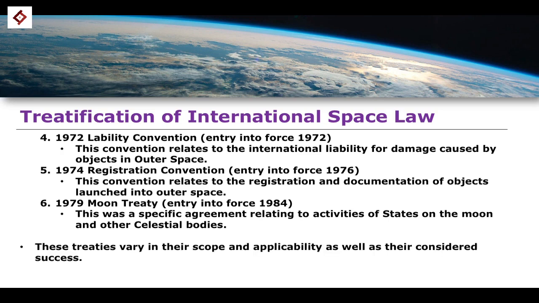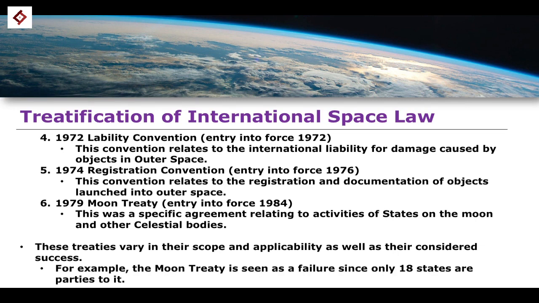Now, these treaties, as you can see, vary in their scope and applicability, and they're considered successes or failures as well. Each of these treaties has varying numbers of state parties, and it is quite interesting that as you go down the list from 1963 to 1979, there is a smaller and smaller number of state parties signing on to each of these treaties. So, for example, the Partial Test Ban Treaty has 126 state parties, the Outer Space Treaty has 111, the Rescue Agreement has 98, the Liability Convention has 96, the Registration Convention has 71, and then finally we have the Moon Treaty, which is seen as a failure since it only has 18 state parties to it. Now, the extent to which it is a failure is something that is determined by the number of parties to the treaty.